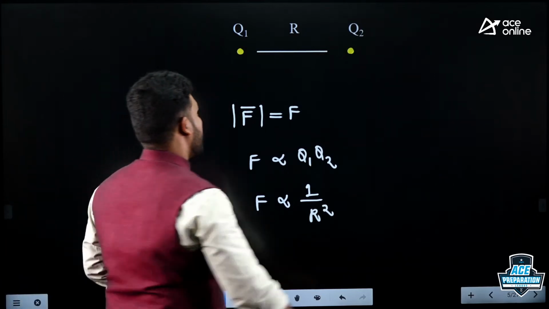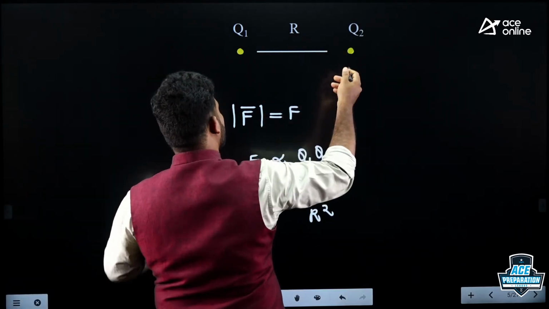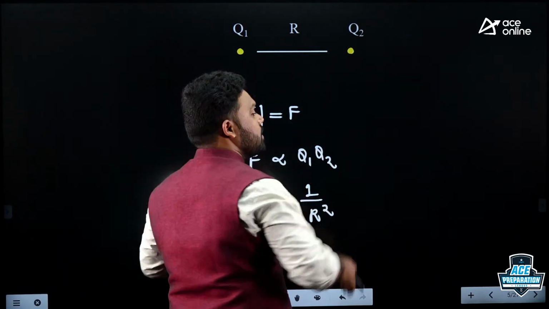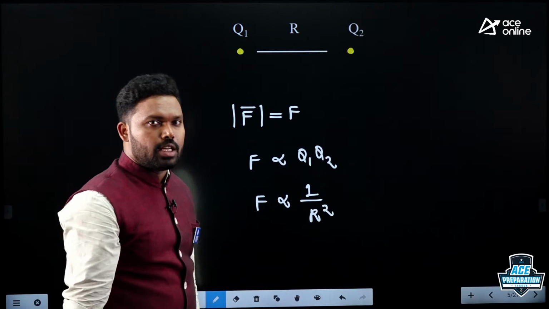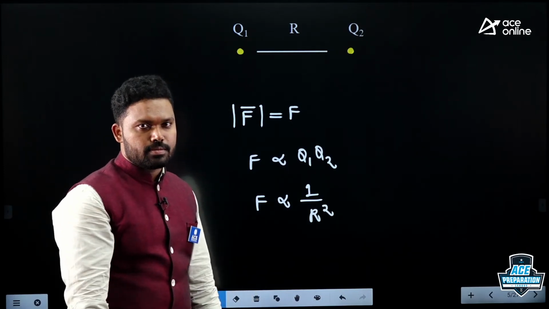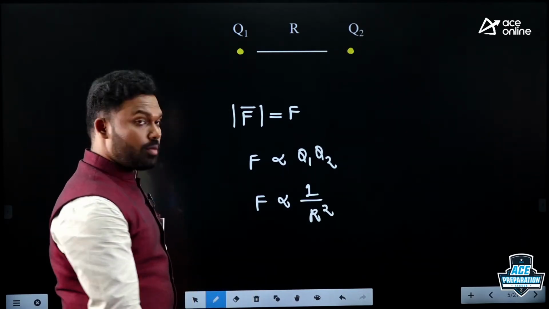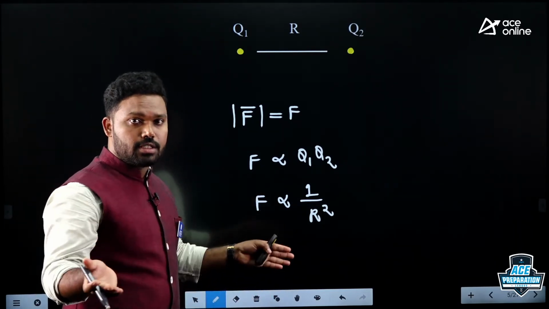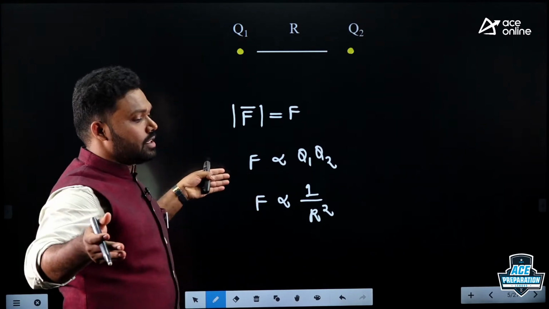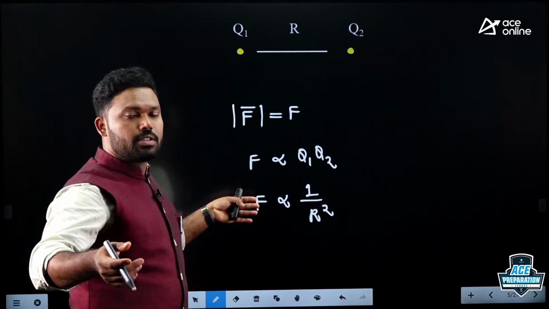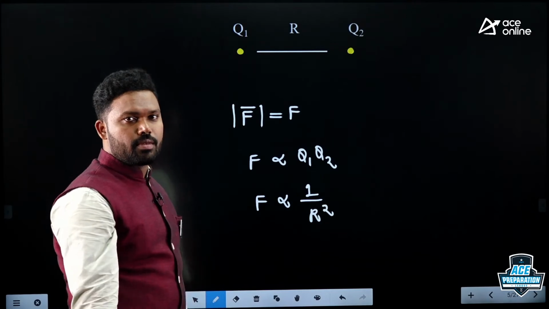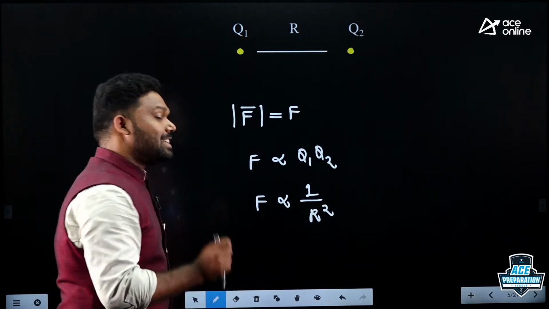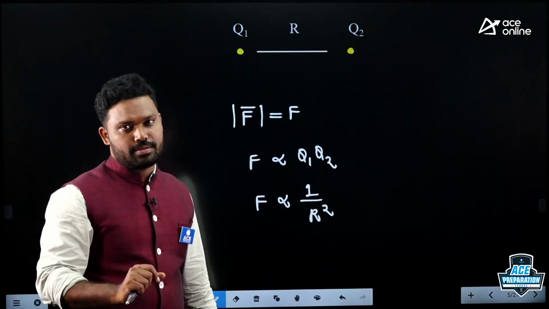That means if you consider a larger charge value, there will be a larger force between them, whether attraction or repulsion. That depends on the nature of the charge. Friends, one more thing: the force between the two charges is inversely proportional to the square of the distance between them. Suppose I increase the distance between the two charges, what happens? The force falls down. So it is inversely proportional. It is experimentally observed by Coulomb himself.